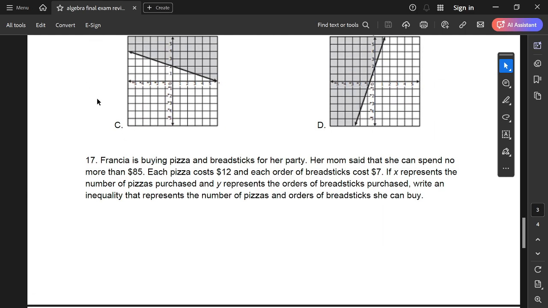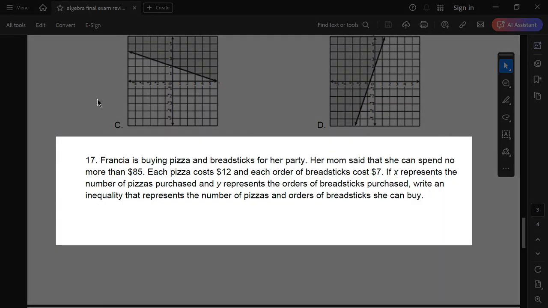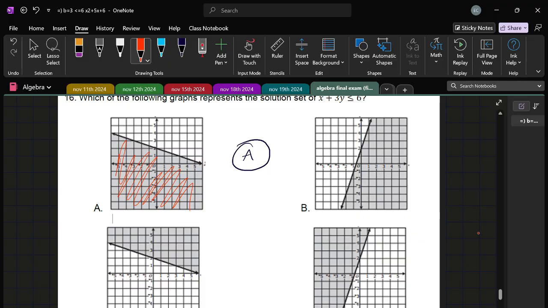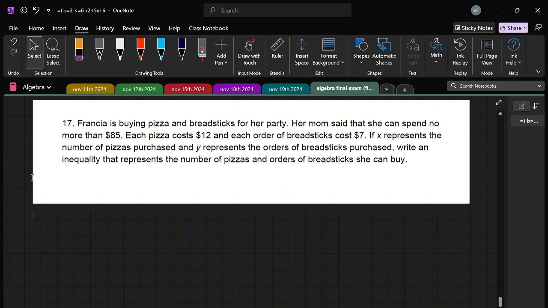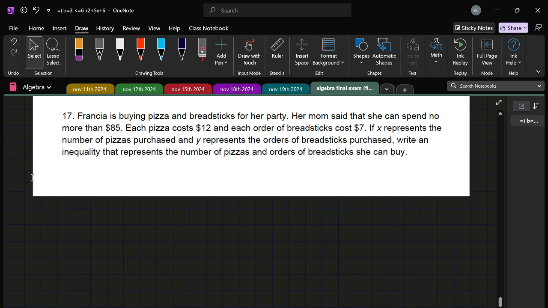Okay, 17. Francia is buying pizza and breadsticks for her party. Her mom says that she can spend no more than $85. Each pizza costs $12. Breadsticks cost $7. It says write an inequality that represents the number of pizzas and breadsticks she can buy.